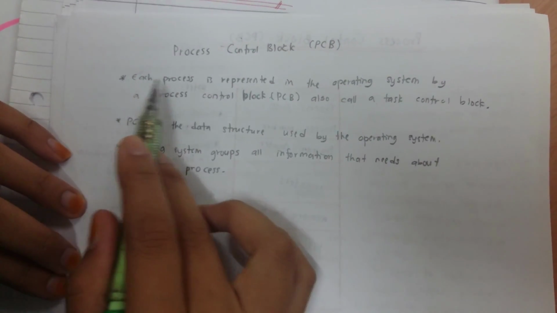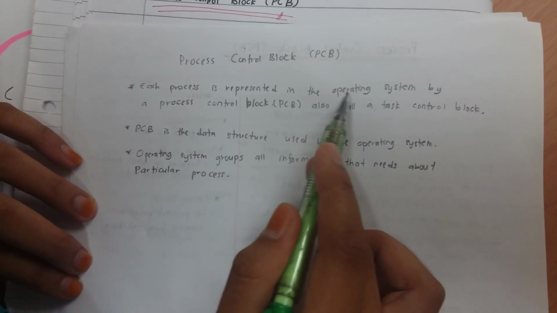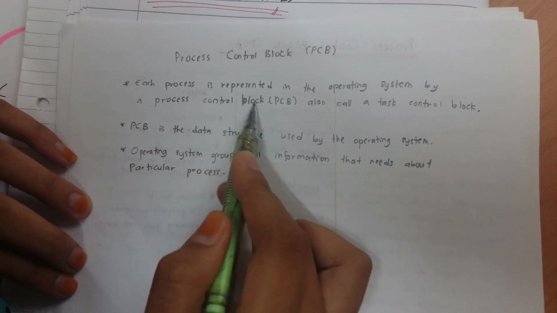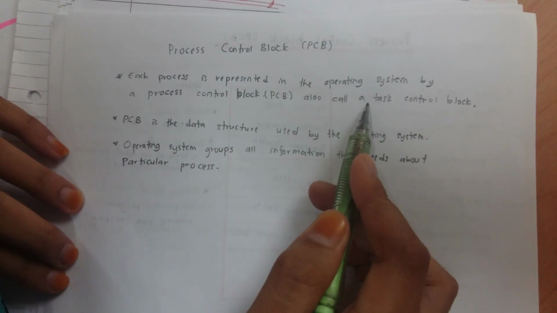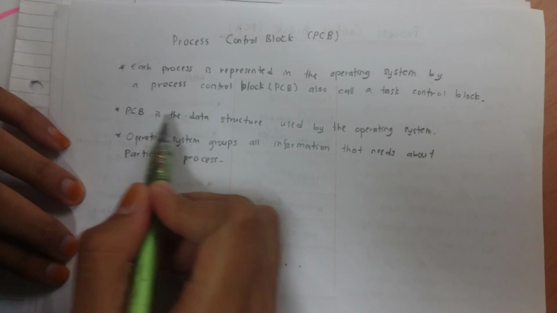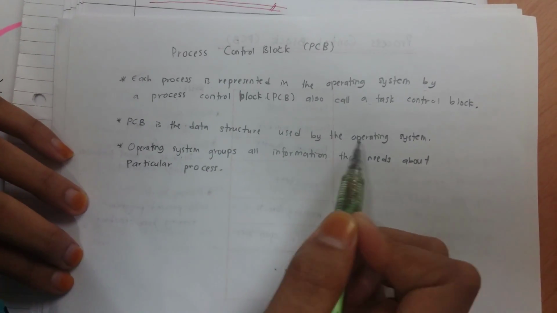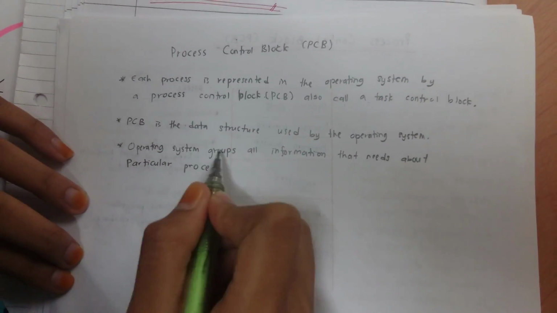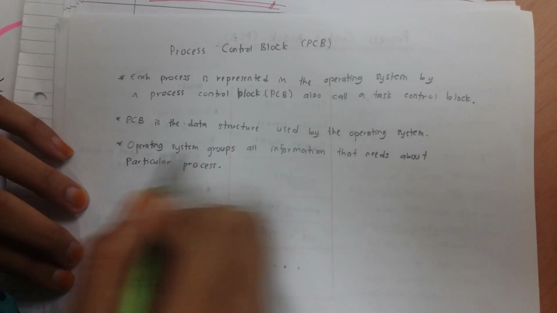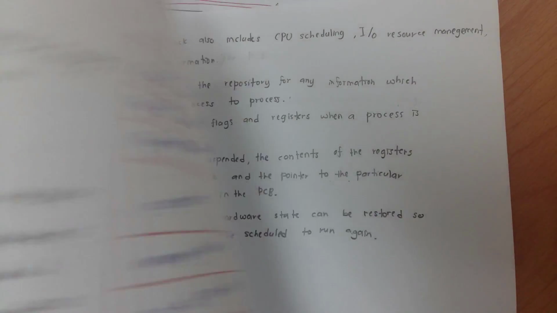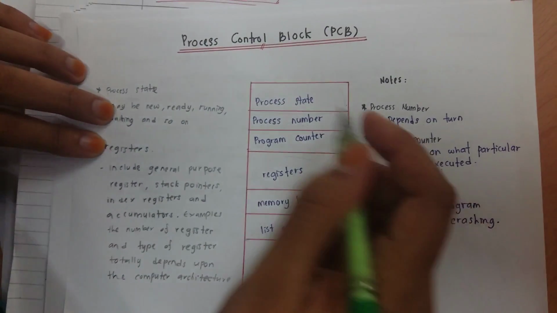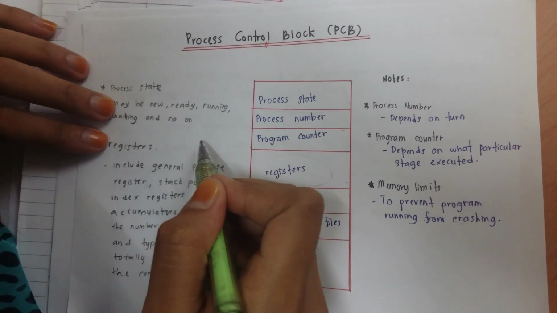I will explain about process control blocks (PCB). Each process is represented in the operating system by a process control block, PCB, also called a task control block. PCB is the data structure used by the operating system. Operating system groups all information that is needed about a particular process. This is the diagram of process control block PCB.